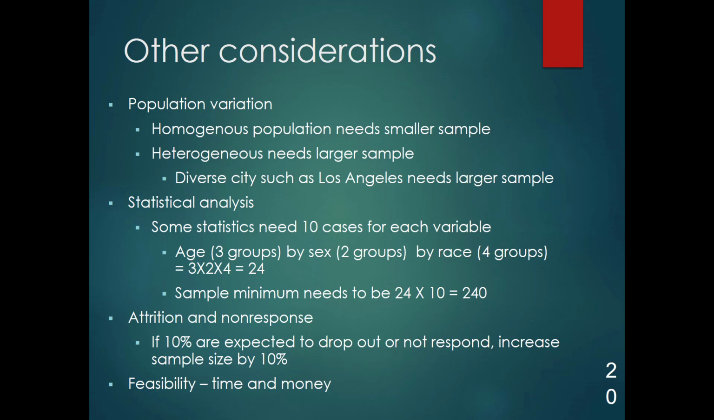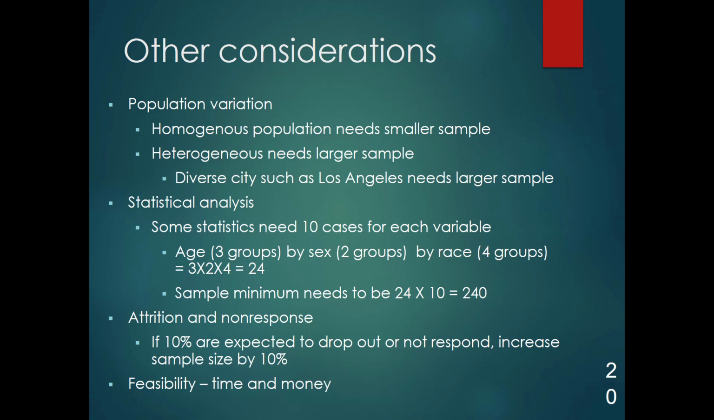Another consideration is the statistical analysis that you're using. Some statistics require specific sample sizes. For example, some statistics may need 10 cases for each variable. So if you have 3 age groups, and you're also looking at sex, which is 2 groups, male and female, and then race, let's say 4 groups: white, black, Hispanic, Asian, you multiply all of those groups, 3 times 2 times 4, and you get 24.